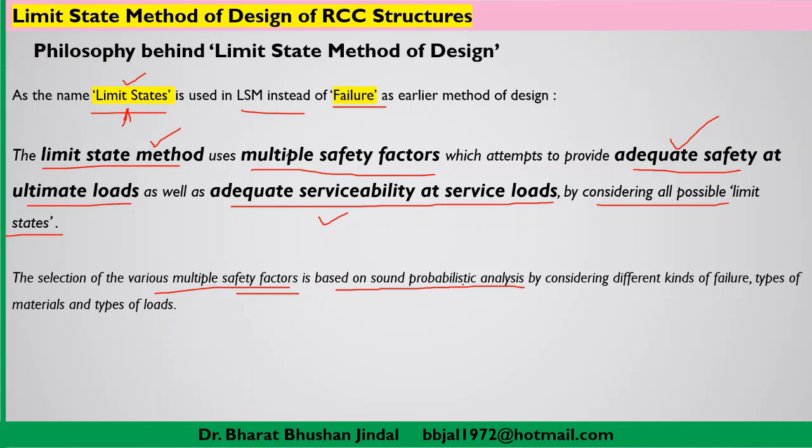That means the values will be worked out on probability analysis by considering different kinds of failures. So here we are talking about different types of failures, different types of material and different types of loads. So based on all these things, that means type of failure, type of material and type of loads, we will be selecting the safety factor. So in the working stress method we were not talking about the type of loads. There was no safety factor or factor of safety, we can say, for loads.